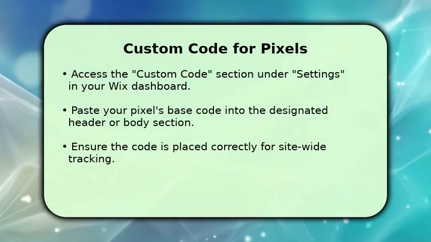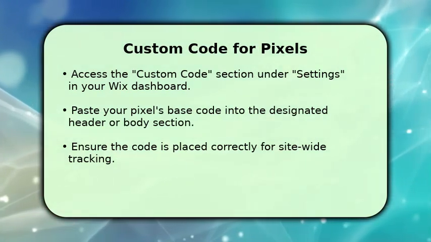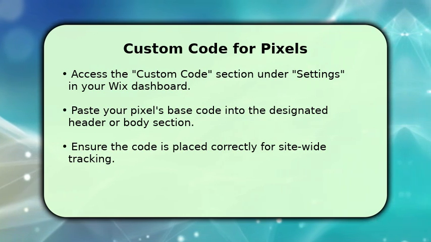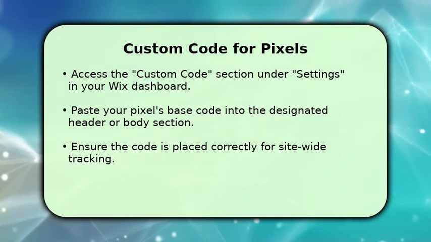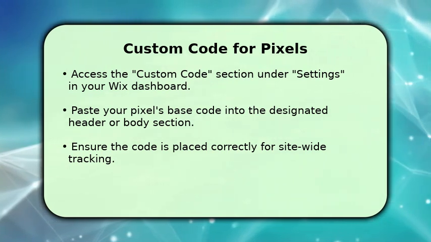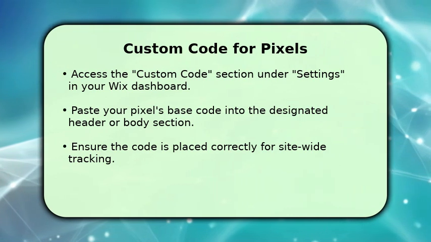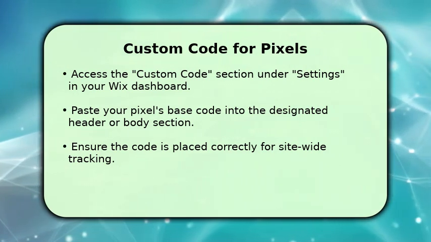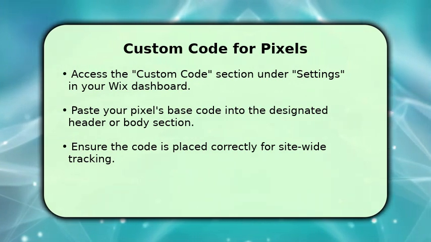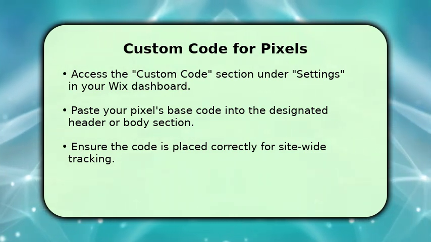For pixels not directly supported by Wix's integrations or for advanced tracking, the custom code method is your solution. From your Wix dashboard, go to Settings, then Advanced, and select Custom Code. Here, you can add a new code snippet. Paste your pixel's base code into the provided box, choosing to place it in the head section and load it on all pages. Remember to save your changes.